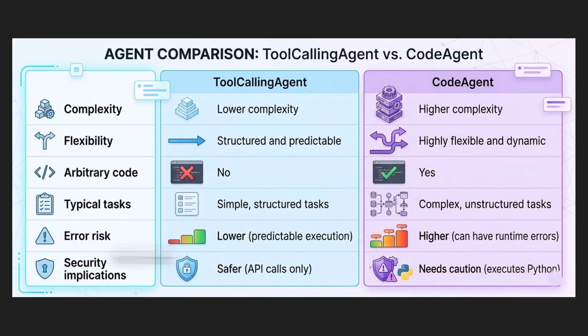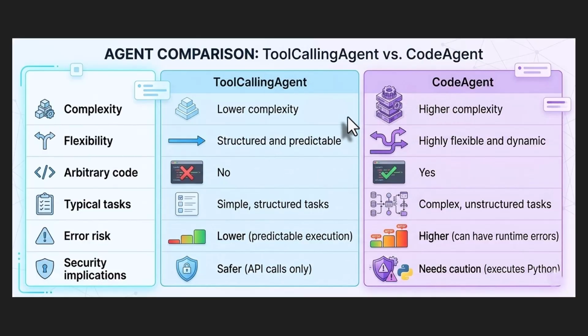Okay, and the risk is low with the tool calling agent when compared with code agent, and when it comes to security, the tool calling agent is safer, whereas the code agent needs more caution. Okay, so both agent types use the same underlying logic, that is, they both are multi-step React agents, and in fact small agents lets you choose whichever style suits your use case.